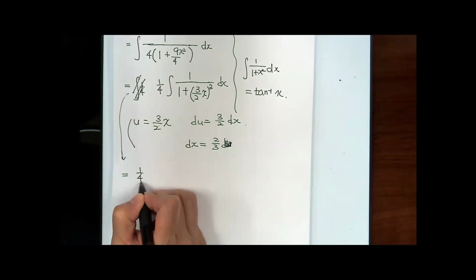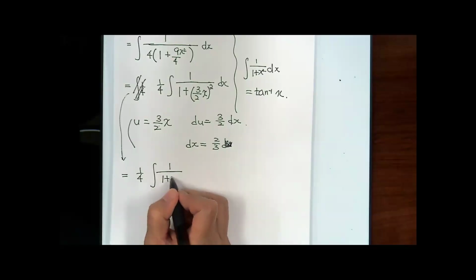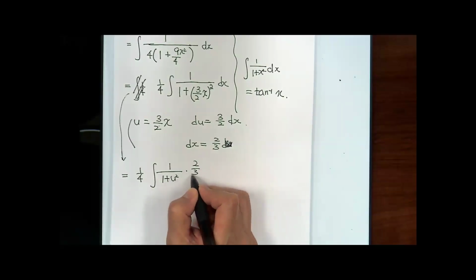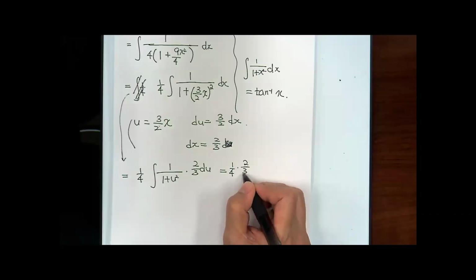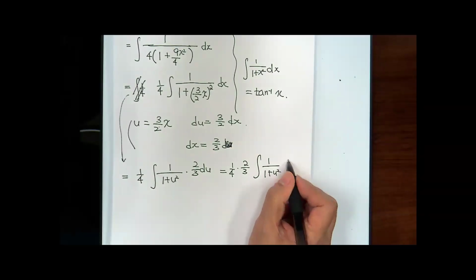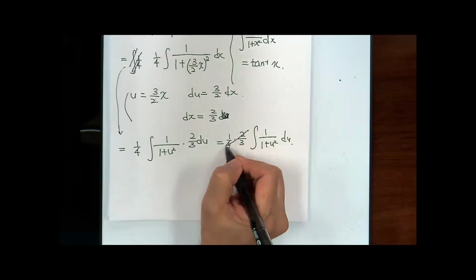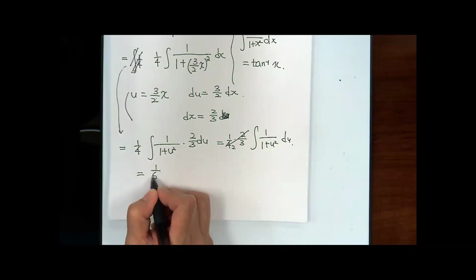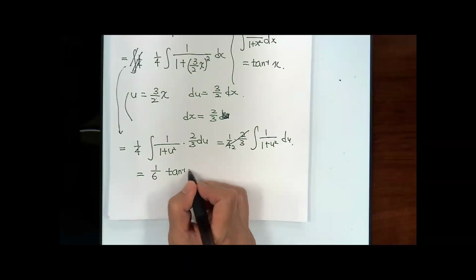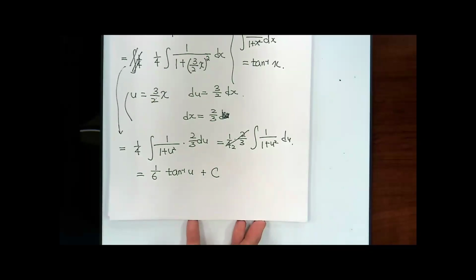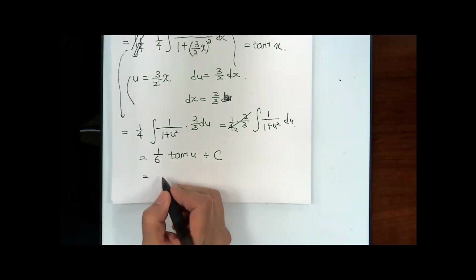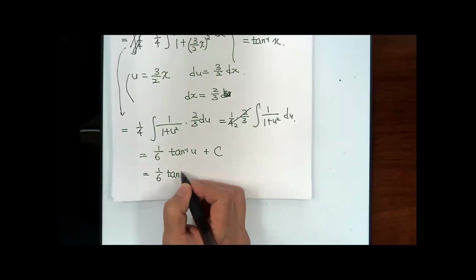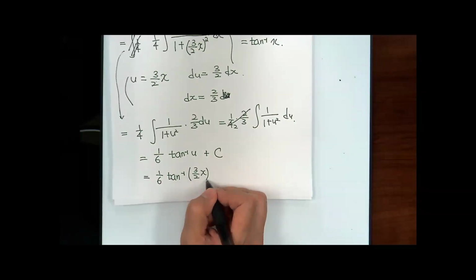That is 1/4 integration 1 over 1 plus u squared, dx is 2/3 du. So what is that? That is 1/4 times 2/3 integration 1 over 1 plus u squared du. And these will cancel each other. And we have 1 over 6 times tangent inverse of u plus c. The final step will be replacing u by 3 over 2 x. So that is 1 over 6 tangent inverse of 3 over 2 x plus c.